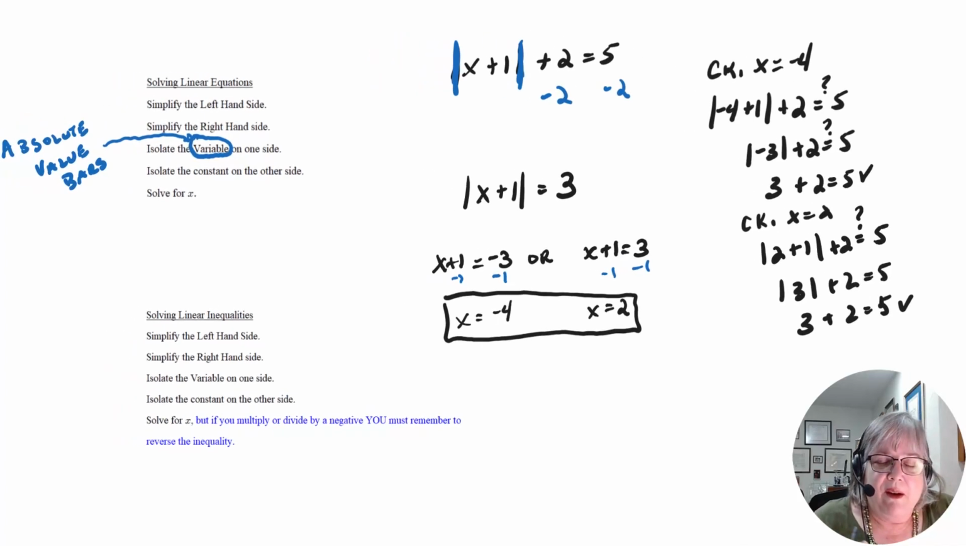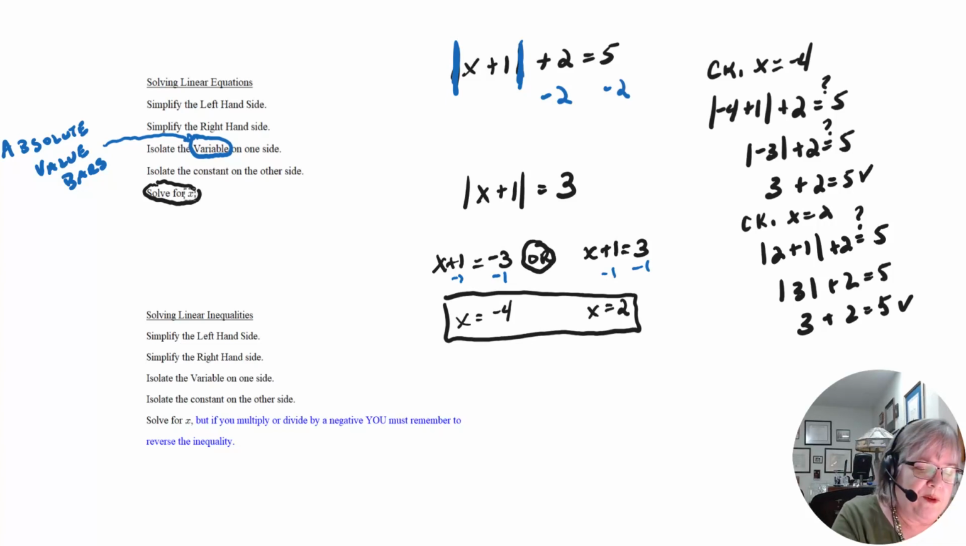If we have an absolute value problem, what we do is we simplify the left if we can. Simplify the right if we can. Instead of getting the variable by itself, we get the absolute value entity by itself. Get the constants that are outside the absolute value to the other side. And right here where it says solve for x, that's just a little tiny difference, because instead of just typically solving for an x, we have this little or situation here.